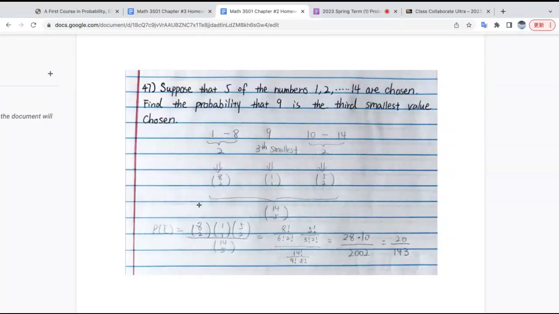And the sample space is 14 choose 5, because we need to choose 5 numbers from the 14 numbers. Then the probability that 9 is the third smallest value chosen is equal to these three terms multiplied together, divided by the sample space. Then making the calculation, we get 20 over 143.